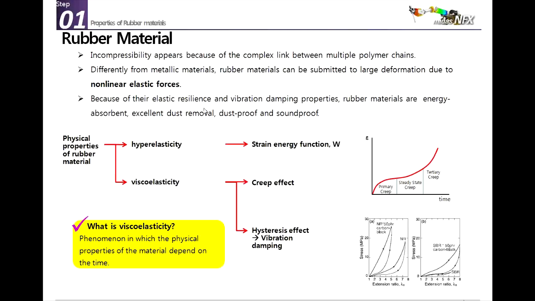So, because of these properties, they are used in a lot of applications, like the vibration damping properties. Rubber material are absorbent and excellent to remove the dust, for example, soundproof. So you can think of them, for example, between the door of a car and the car body, so a lot of applications for the rubber materials.